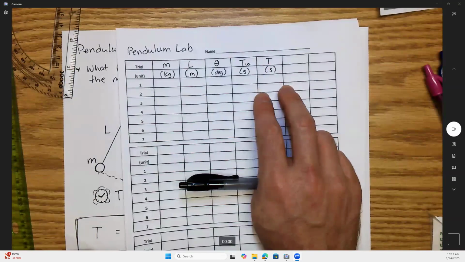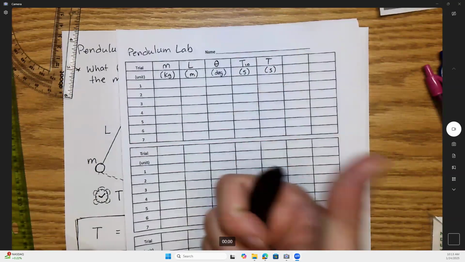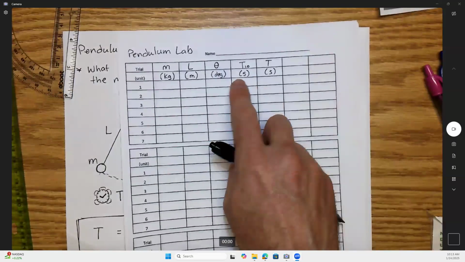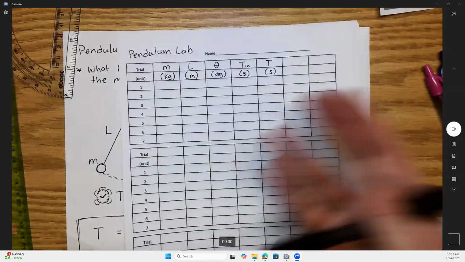It's more of an average, and like the error. Yeah, it also divides the error out. So whatever error you had in starting and stopping the stopwatch also gets divided by 10 if I did 10 oscillations. You didn't have to, you could do it with 5.